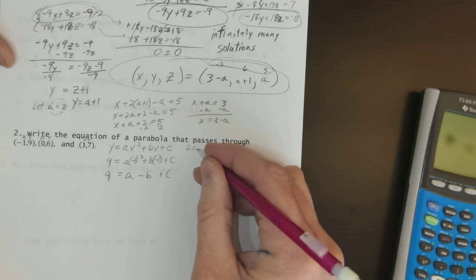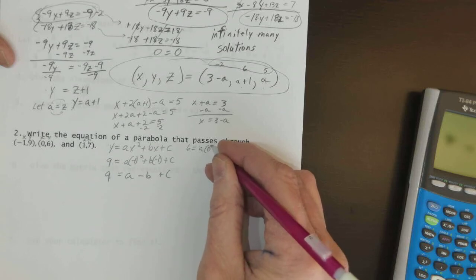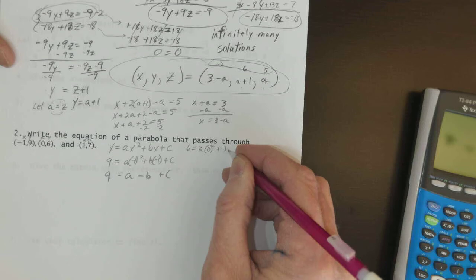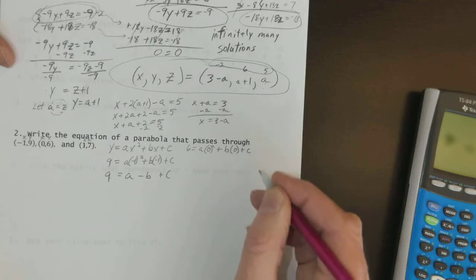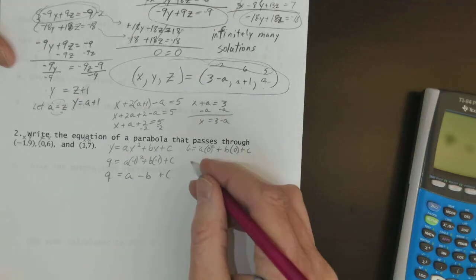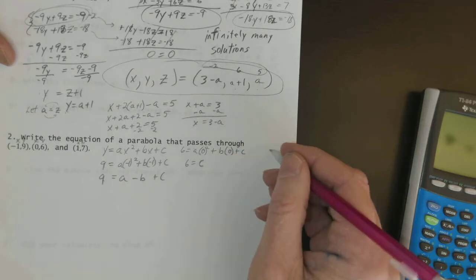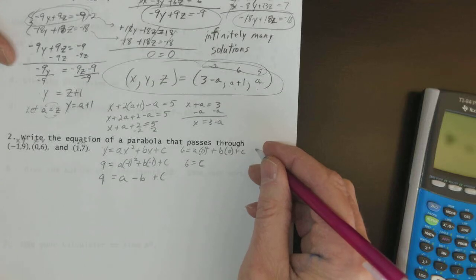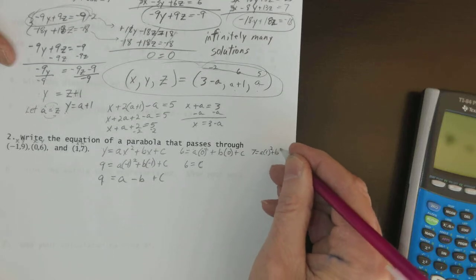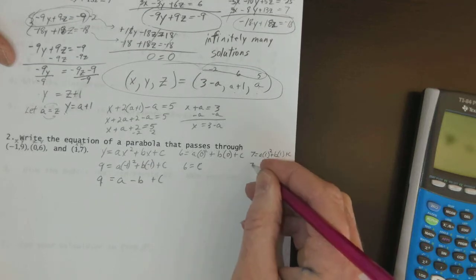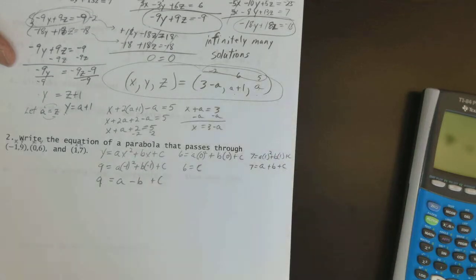y is 6 equals a times 0 squared plus b times 0 plus c. That's 0, that's 0, 0. So 6 is equal to c. Remember that. And then a third time, 7 equals a times 1 squared plus b times 1 plus c. 1 squared, so it's a plus b plus c.